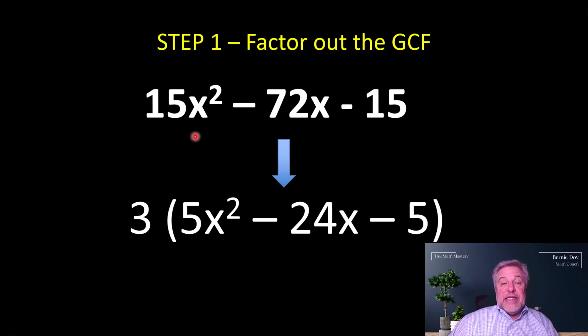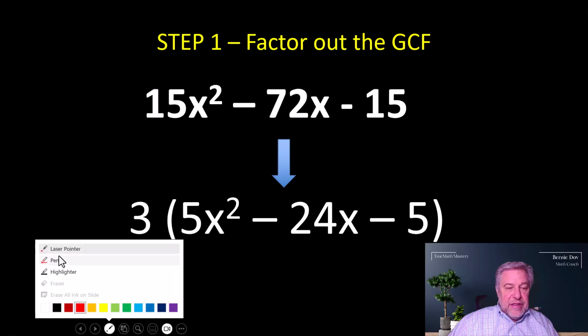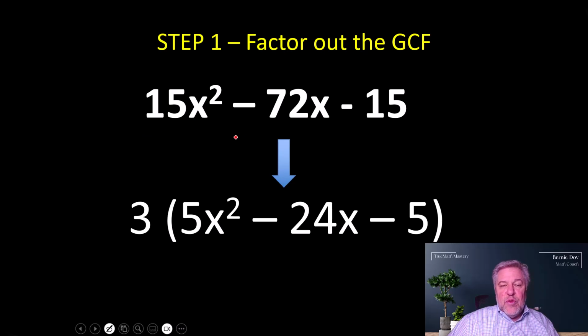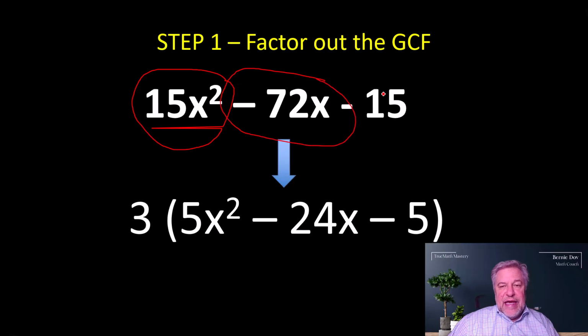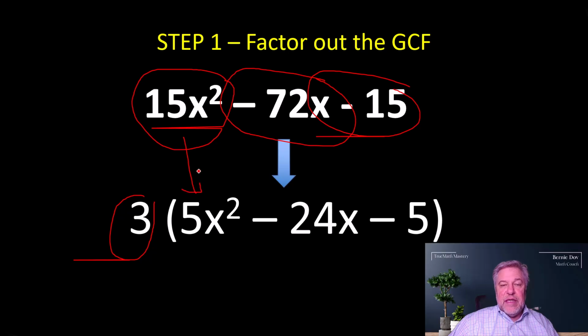So first step is factor out the greatest common factor. It turns out of these 3 terms, each of these terms, 15x squared and negative 72x and negative 15, can all be divided by 3. And therefore, when you divide them by 3, pull the 3 out, you get the 3 over here. 15x squared divided by 3 is 5x squared. Negative 72x divided by 3 is negative 24x. And negative 15 divided by 3 is negative 5.